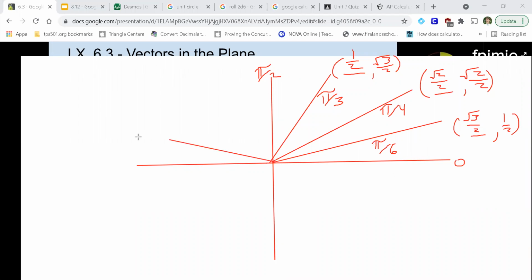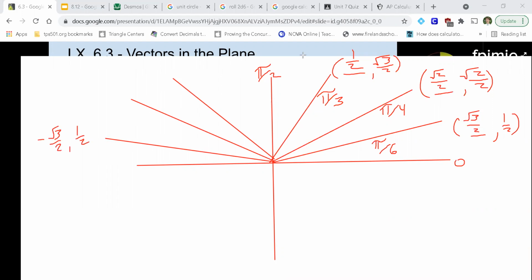To get these angles over here, we're just going to flip these over the y-axis. So our x values will be the same, they're just going to be negative. So then we get negative square root of 3 over 2, a half; negative square root of 2 over 2, square root of 2 over 2; negative a half, square root of 3 over 2.